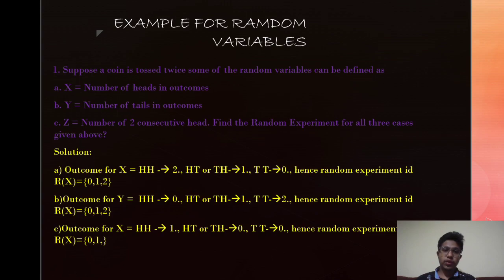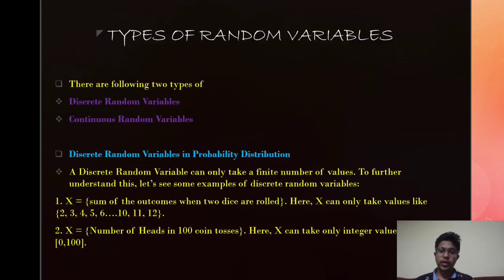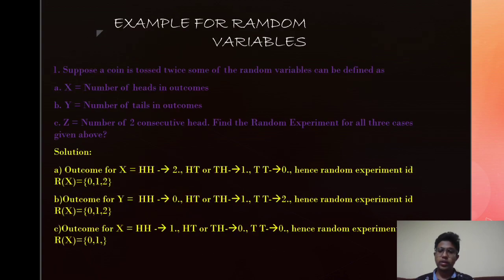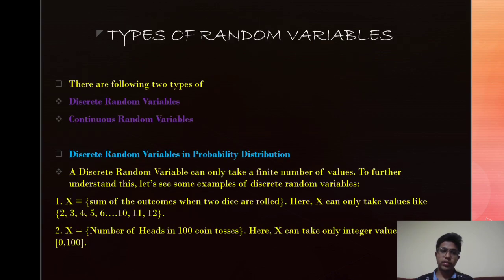Suppose a coin is tossed twice, and some of the random variables can be defined as x, y, z: number of heads in the outcomes, number of tails in the outcomes, number of consecutive heads. Find the random experiment of this. Solution: X is the number of heads in outcomes. So there are possibilities HH, HT, TH, TT. Hence the range of X is 0, 1, 2, and the random experiment has four outcomes.